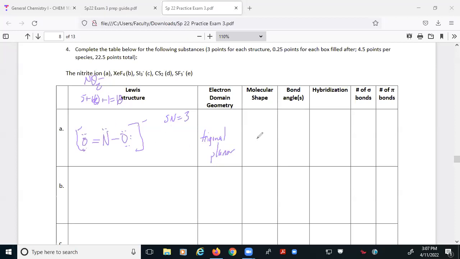The lone pair is going to turn that trigonal planar into bent, which is going to squeeze the bond angle down to less than 120. Hybridization for steric number 3 is sp2. And I should recognize I have 2 sigma bonds, 1 to each oxygen, and 1 pi bond, resulting in that double bond. So I will add this to the key.